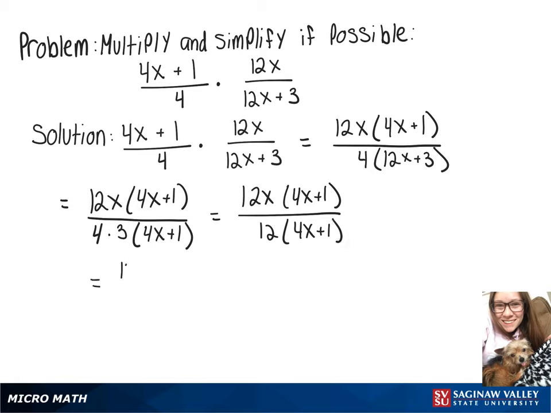So to cancel some stuff out, we can rewrite that as 12 over 12 times 4x plus 1 over 4x plus 1 times x. And our 12 over 12 and 4x plus 1 over 4x plus 1 cancel out, leaving us with just x.